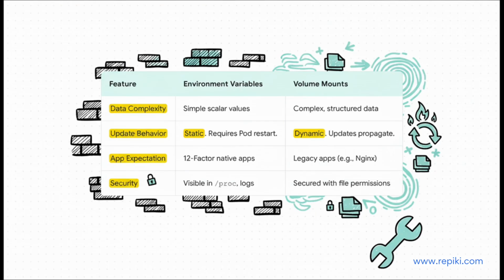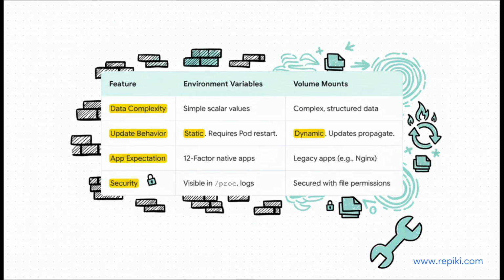Environment variables are perfect for simple values, a database URL, a feature flag, and they fit perfectly with that 12-factor app design. But their single most defining characteristic is that they are static. They get set when the pod starts, and they will never, ever change. Volumes, on the other hand, are the total opposite.